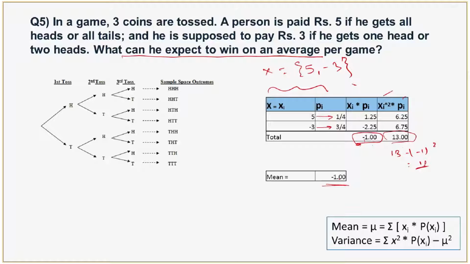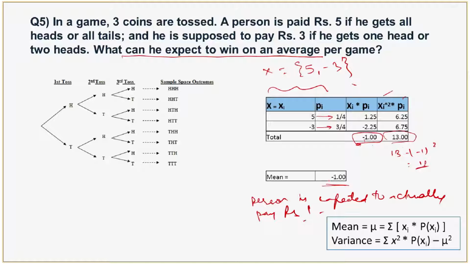Okay, so -1 means that the person is expected to actually pay ₹1 in the game. So he will be paying out ₹1. This minus sign indicates that he will be paying that ₹1. So don't get confused about it. That would be all for now in probability distribution.